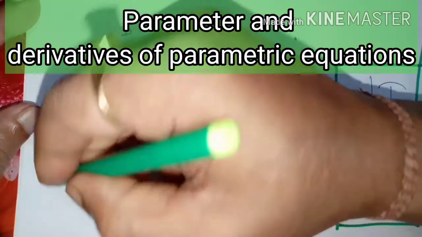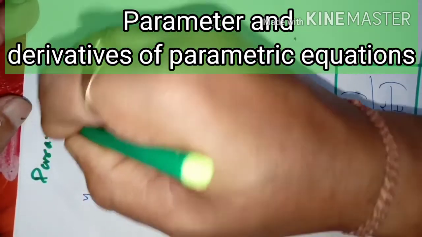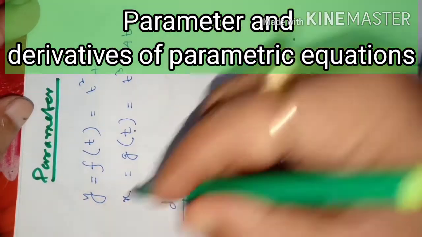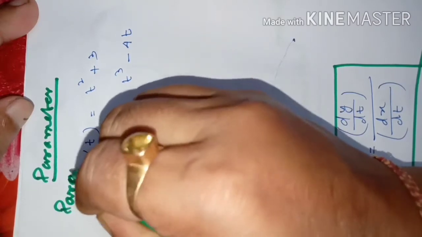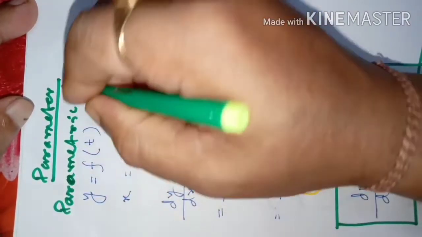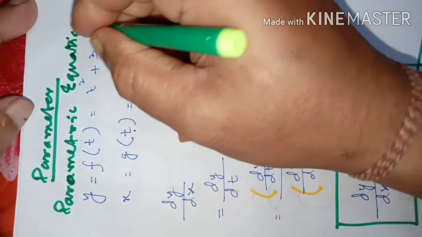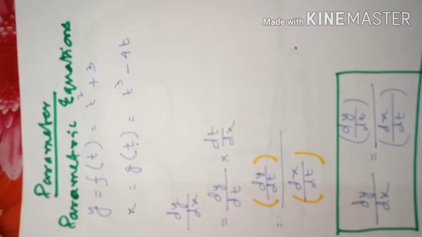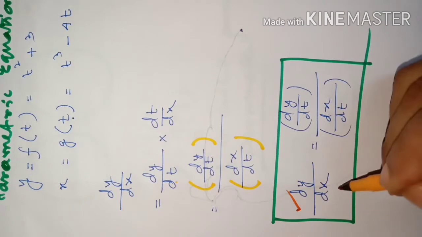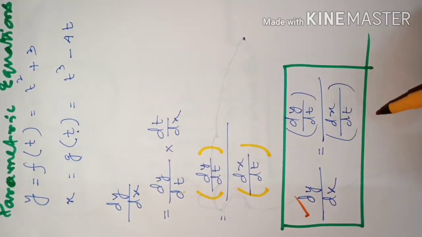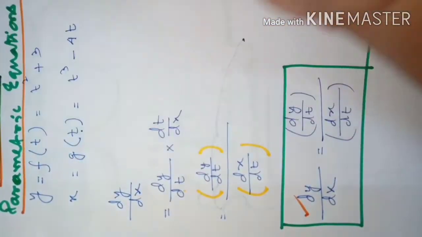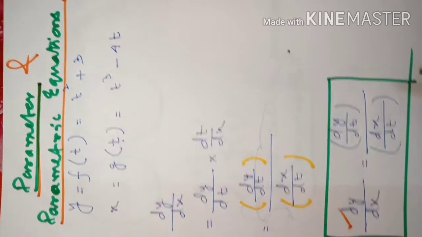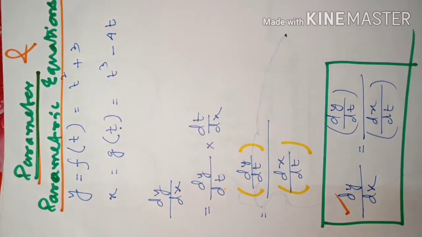So the parameter is t here, and these equations are called parametric equations. So parameter and parametric equations. When parametric equations are given, we will follow this rule, that dy by dx equals dy by dt divided by dx by dt. Okay, students? So now we are going to discuss derivatives of parametric equations. Let's take some parametric equations now.